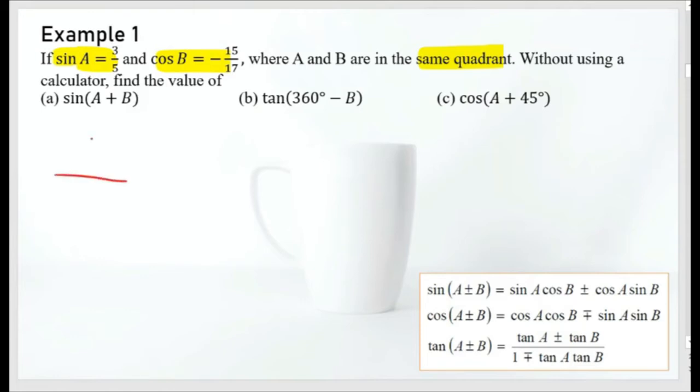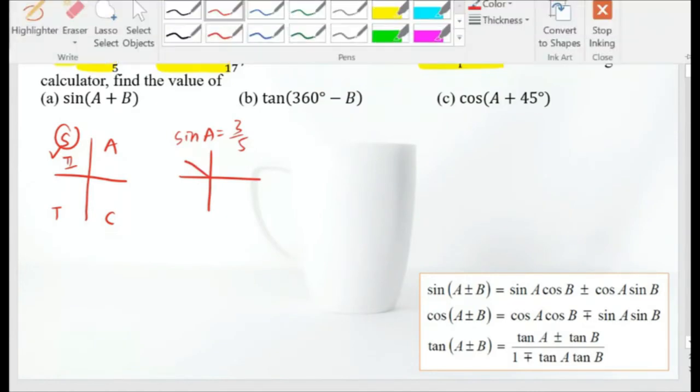So which quadrant? Sine positive, cos negative. Which quadrant will have sine positive and cos negative? All Students Take Calculus. Sine positive, cos negative, so it will be in the second quadrant. Yes, the second quadrant. So your first one, sine A equals 3/5. We have to draw it out, so I draw bigger.